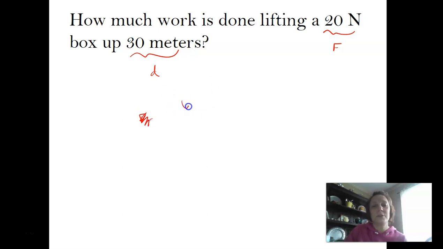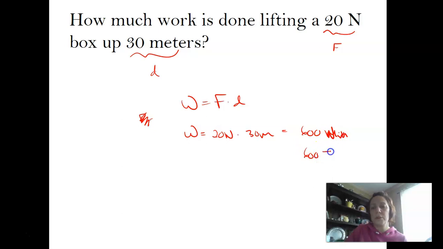Would help if I wrote the equation right. Work equals force times displacement. So the amount of work is just going to be 20 newtons times 30 meters, or 600 newton meters, or 600 joules, however you choose to write it. Okay.